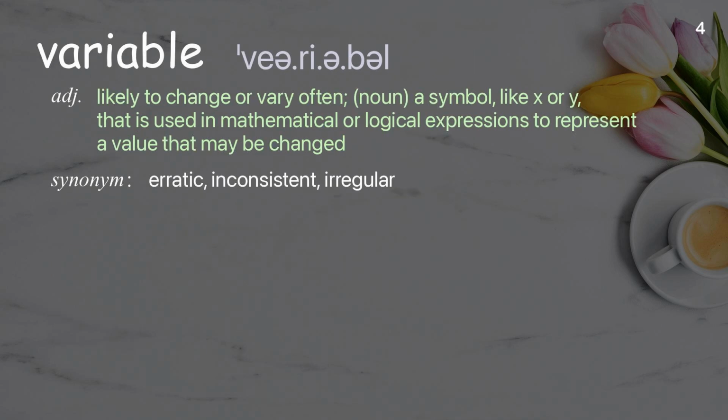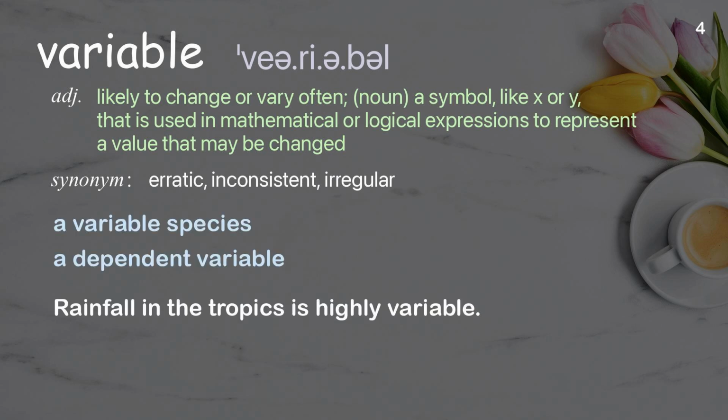Variable. Likely to change or vary often. Noun: a symbol, like X or Y, that is used in mathematical or logical expressions to represent a value that may be changed. Examples: A variable species. A dependent variable. Rainfall in the tropics is highly variable.